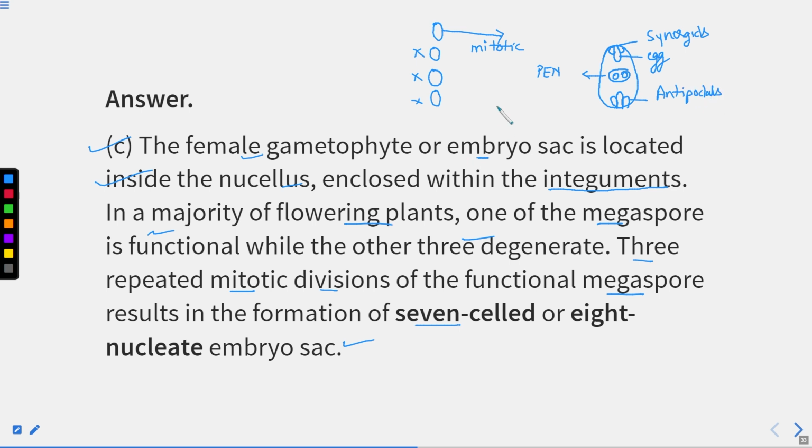So here what you can see, there are 8 nuclei present. This is 1, 2 and 3, then the 4th, 5th, 6th, 7th and 8th. 8 nuclei are present, but it is 7-celled. Why? Because of the 2 polar nuclei. These 2 polar nuclei fuse to form a single cell, which is diploid here. So it is 7-celled and 8-nucleate.